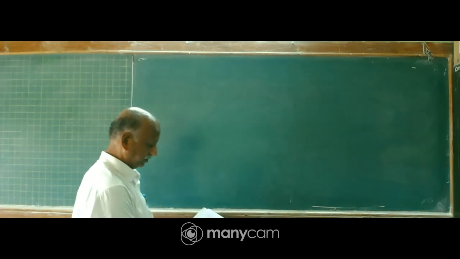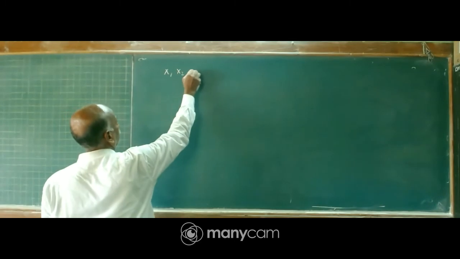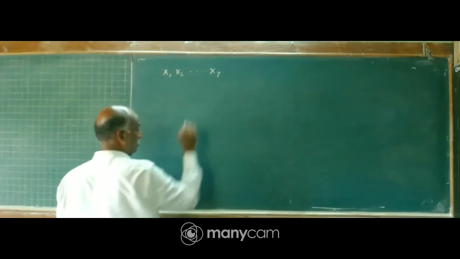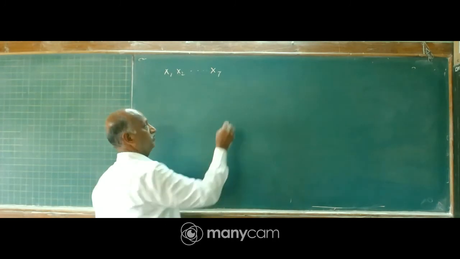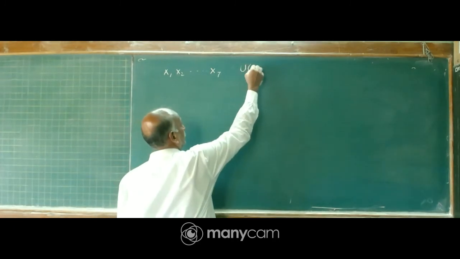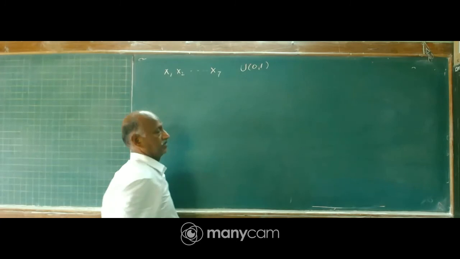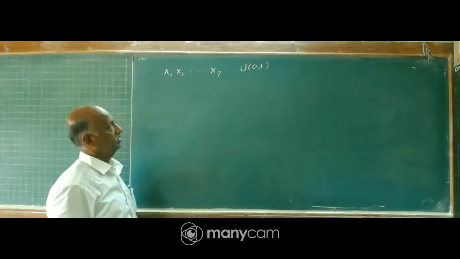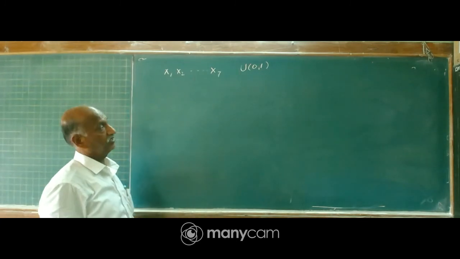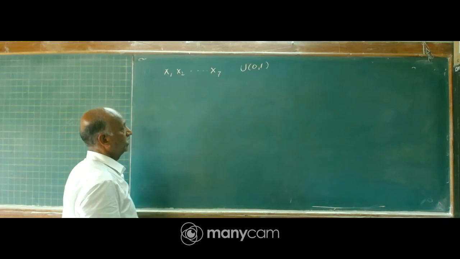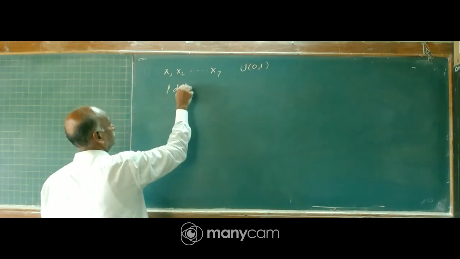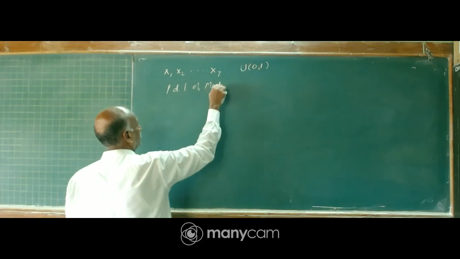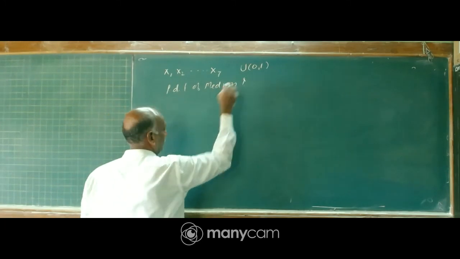Now, next example: if x1, x2, ..., x7, so n is equal to 7. x1, x2, ..., x7 are a random sample of size 7 drawn from uniform 0, 1. Seven random variables are drawn from uniform 0, 1, and we have to find out the probability density function of the median. What is the probability density function of the median?